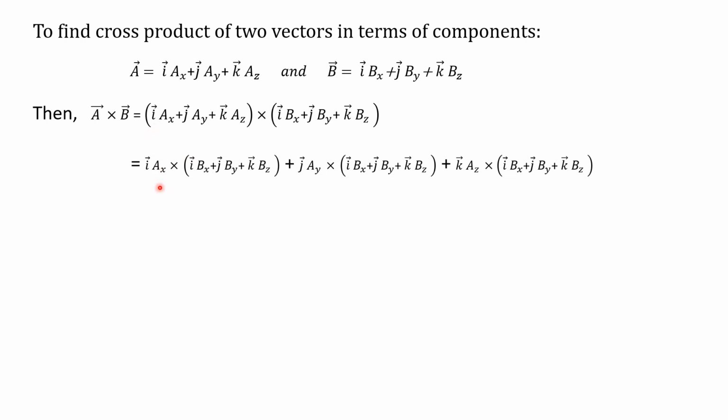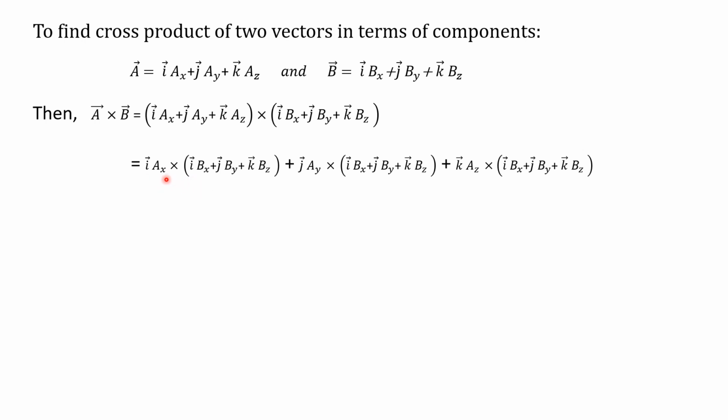We write this directly here: vector Ax cross the bracket, similarly plus Ay cross the bracket, the same way. Hence, we write the three terms separately. Again, we simplify each and every term. How do we simplify this term? Vector i Ax cross vector i Bx.